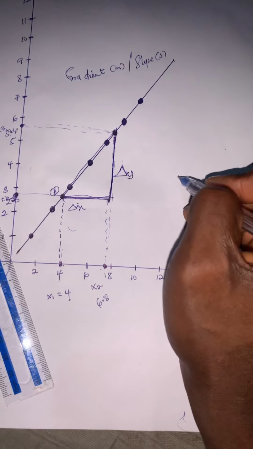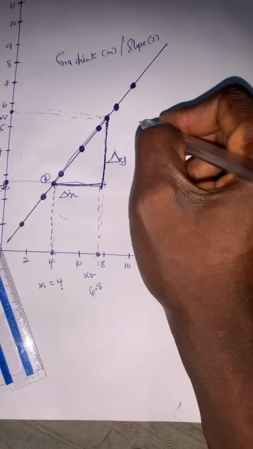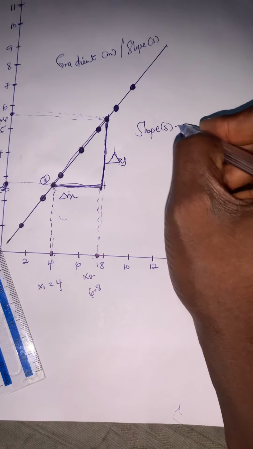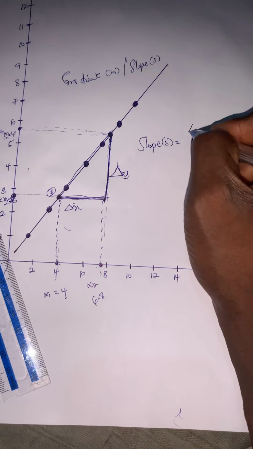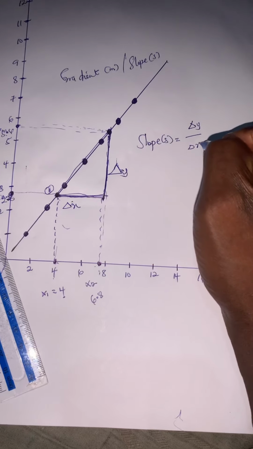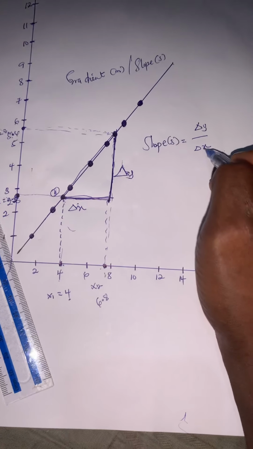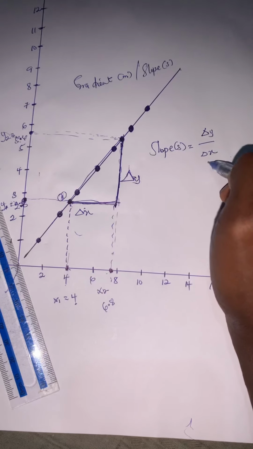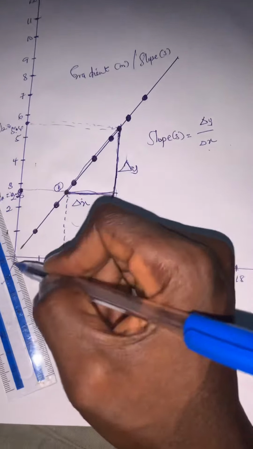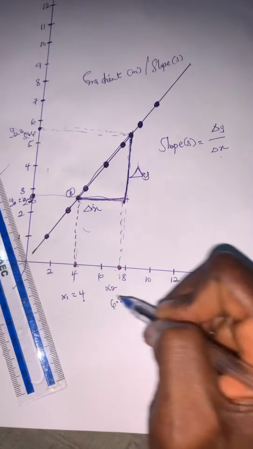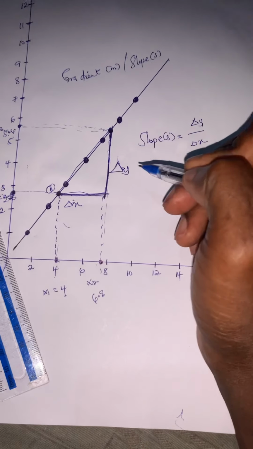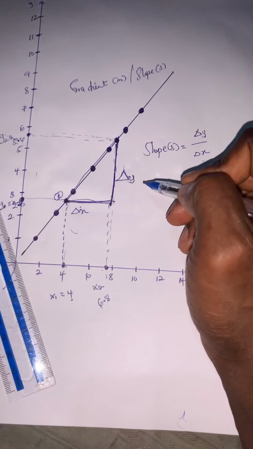Now you go back to where you are answering your question, then you see the slope s is equal to change in y over change in x. Never do it change in x over change in y. It is normal, always change in y over change in x. The vertical over the horizontal. That's what happens. Now when we say a change in mathematics, it means subtraction.